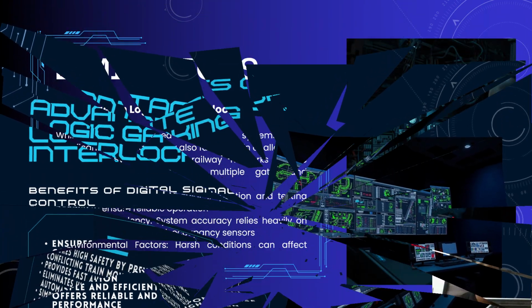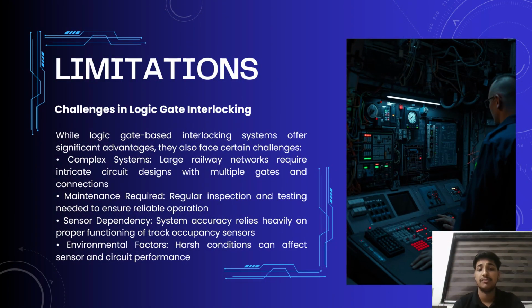Now we will discuss some of the limitations faced by interlocking systems. The challenges are complex systems. Large railway networks require intricate circuit design with multiple gates and connections, which can cause some of the challenges.